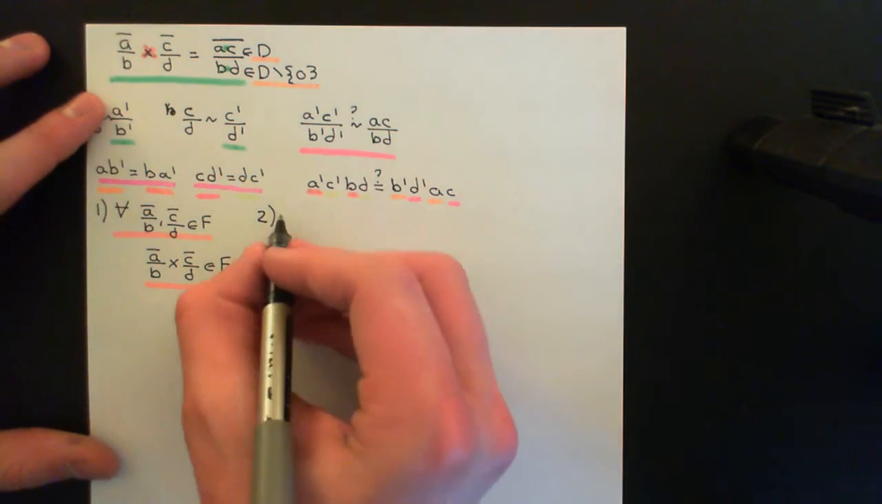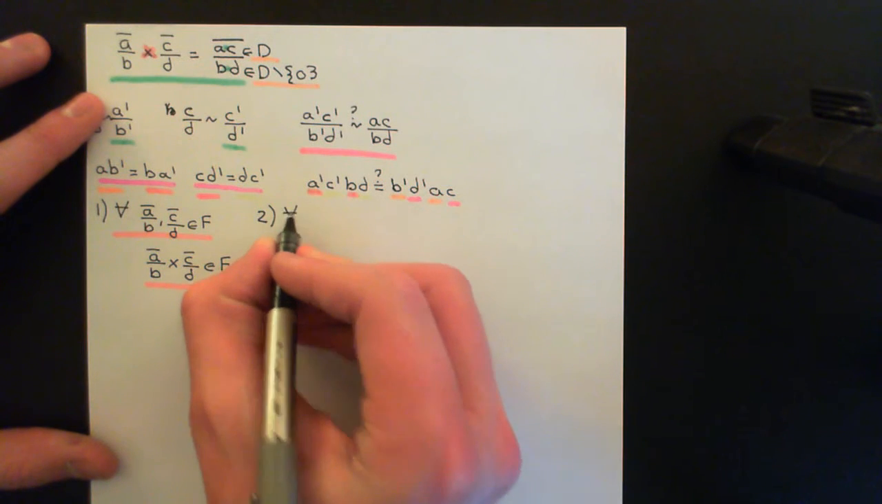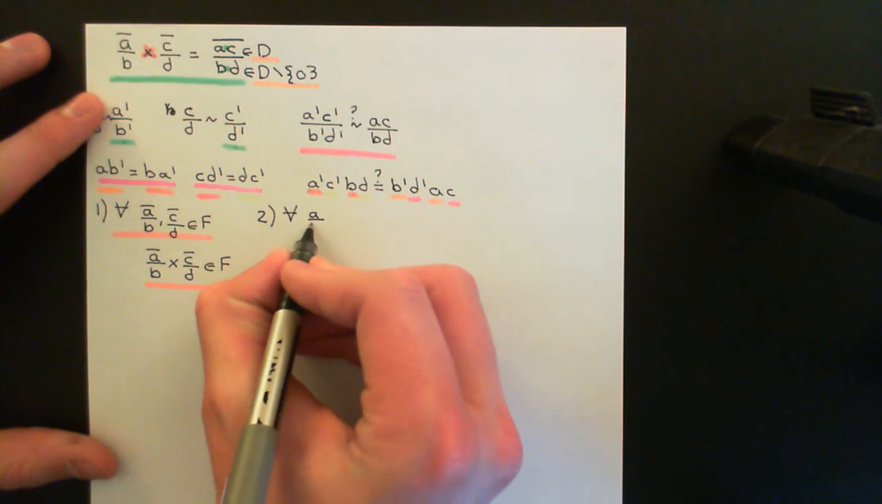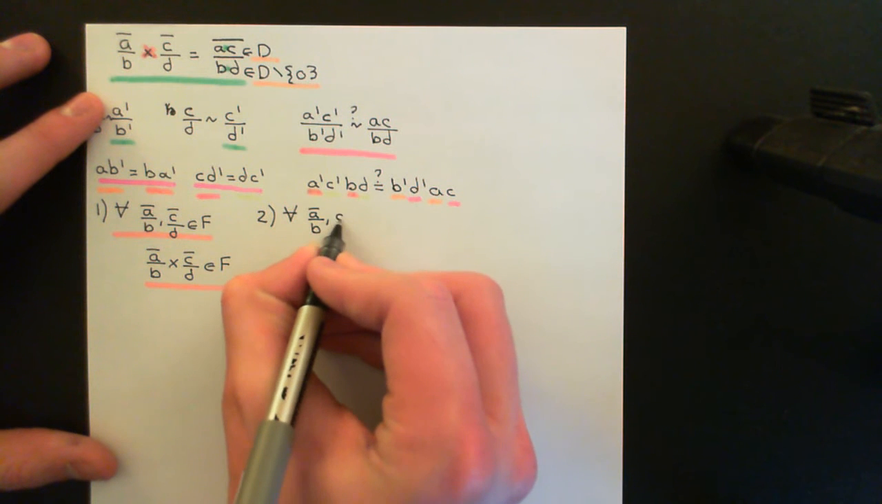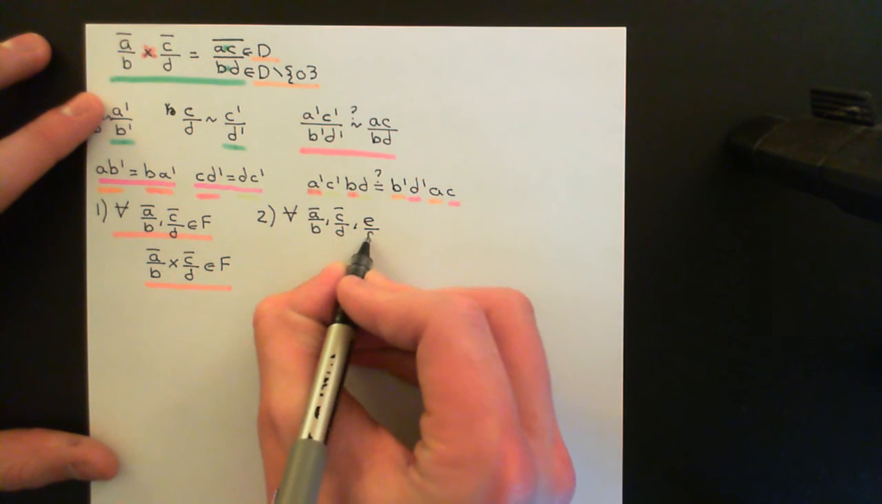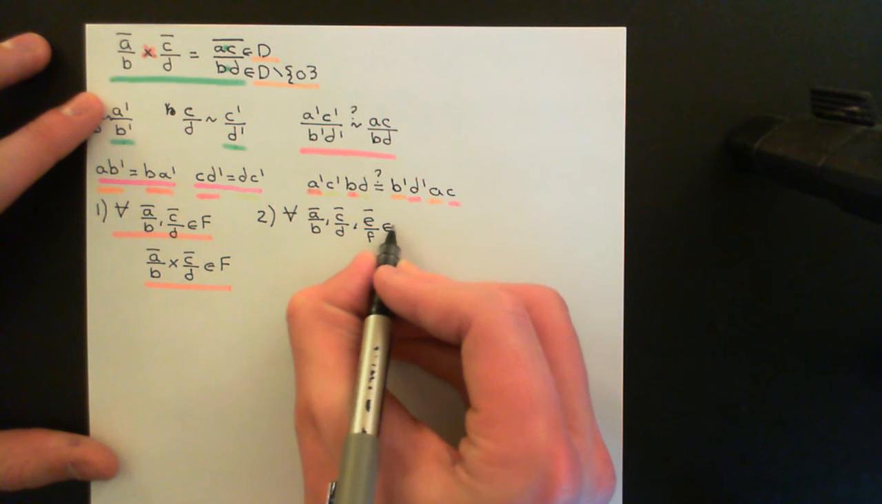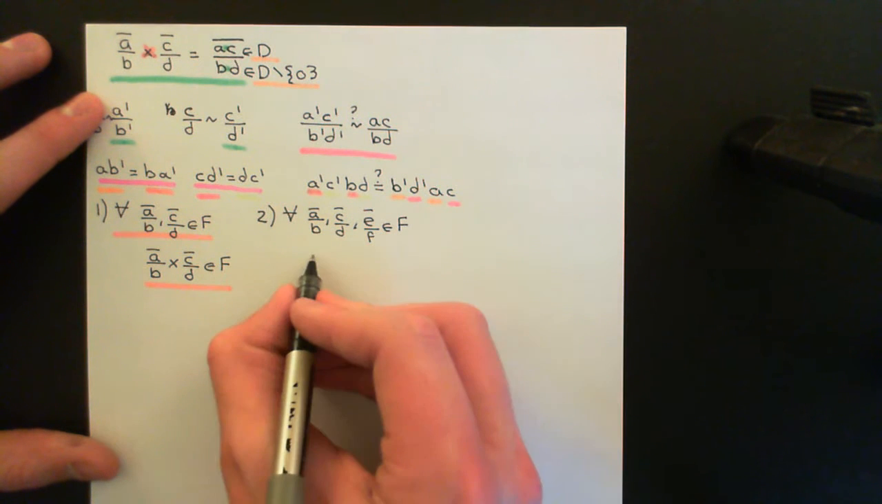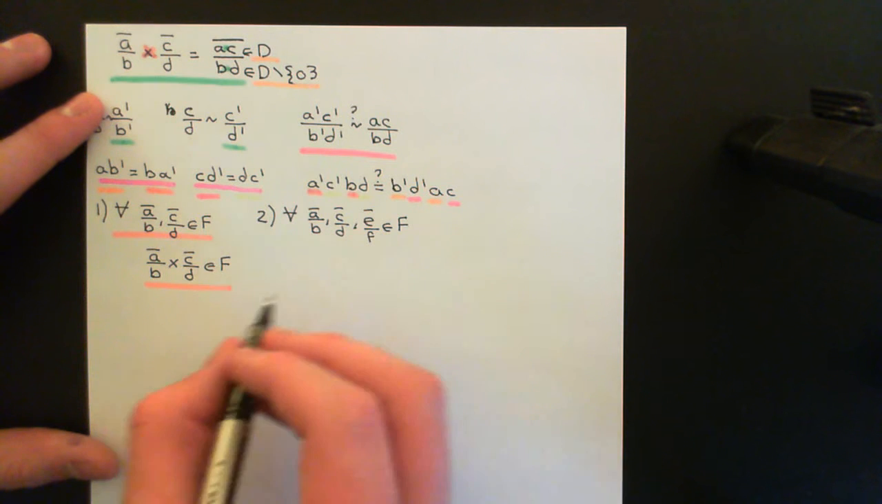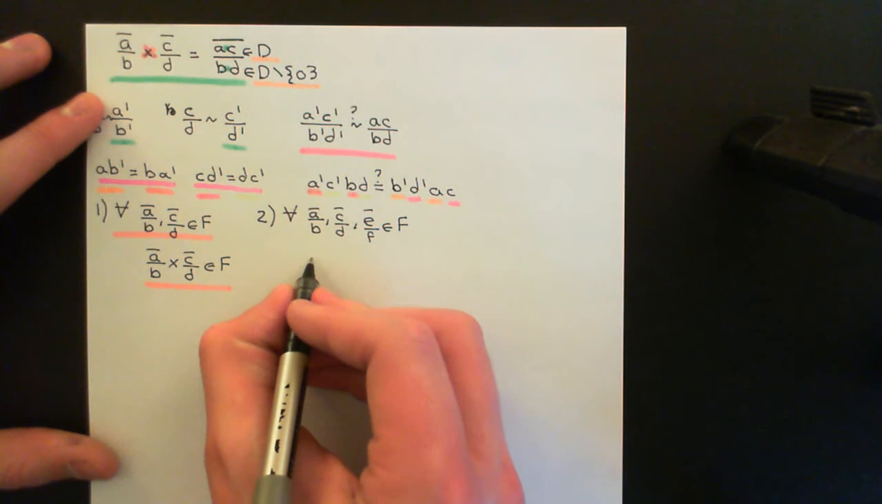Okay, so what we want to prove is that if you take 3 equivalence classes of fractions, so for all a over b bar, c over d bar, and e over f bar, that you can possibly pick from your field of fractions, we want to prove that if you multiply these 3 equivalence classes of fractions together, it doesn't matter where you put the brackets.